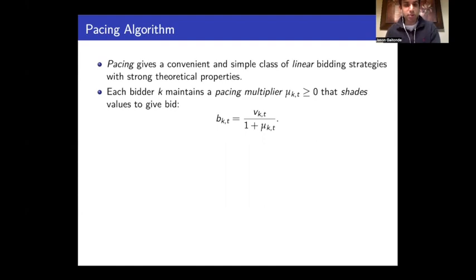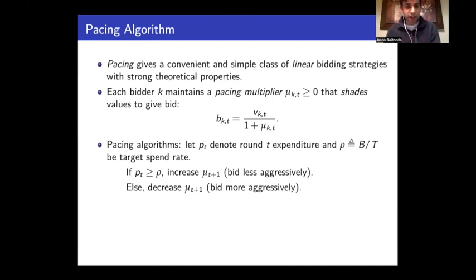And they're going to use this number to shade their values to give their bid at a given time. And in particular, what they're going to do is they're going to take their value at time T, and they're going to divide by 1 plus mu sub KT. And remember, because this pacing multiplier is non-negative, they're really just lowering their value to give their bid. So this is a very convenient class of linear bidding strategies because it's parameterized by a single number, and you just take your value and multiply by this number to obtain your bid at any given time.